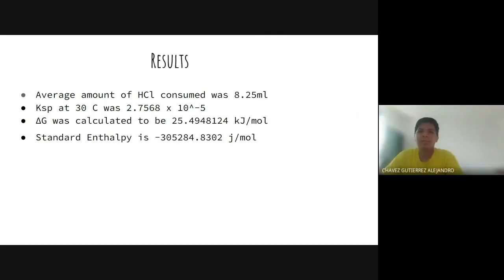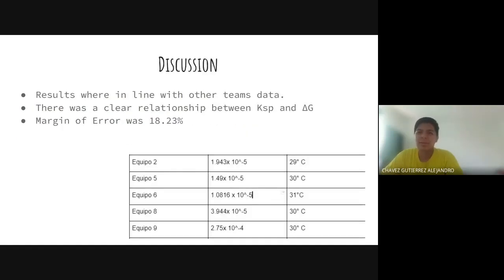According to the results observed in the tables and the analysis of data, the KSP is calculated at 30 degrees. The KSP calculated at 30 degrees is similar to the ones found by other teams. In contrast, when it comes to results about Gibbs free energy, our results are below the average found by other teams. As can be observed in the results, there is a connection between the results of KSP and Gibbs free energy. The results are in line with the expected results according to the theoretical framework.